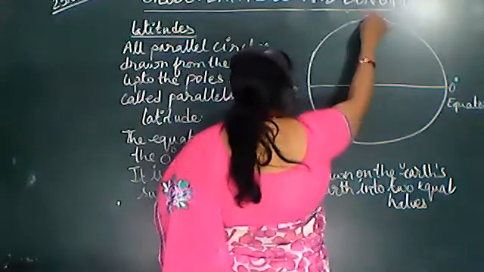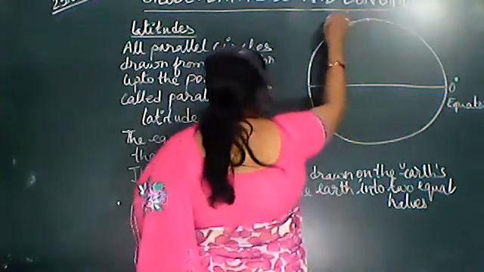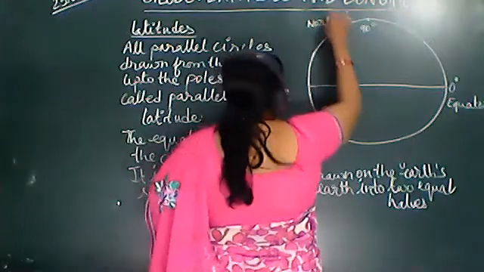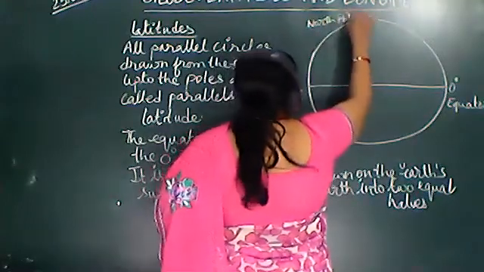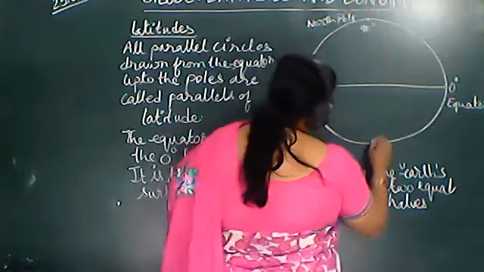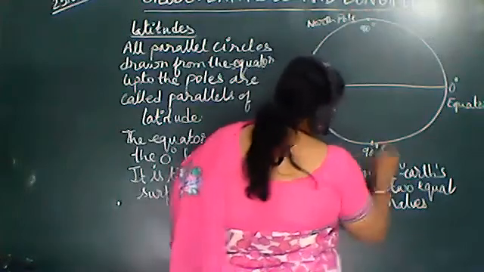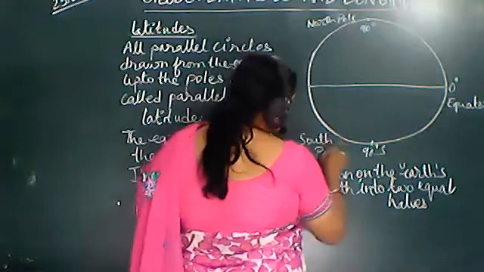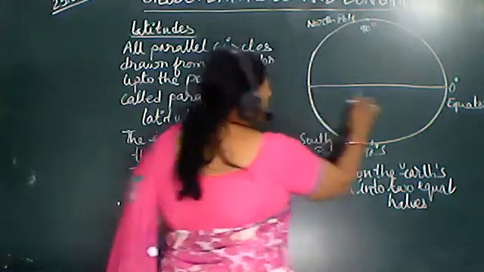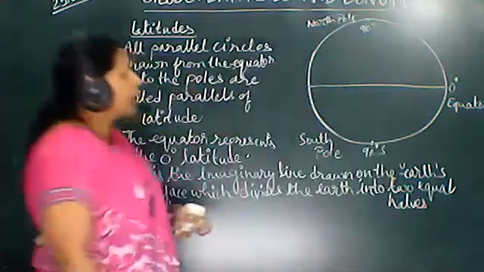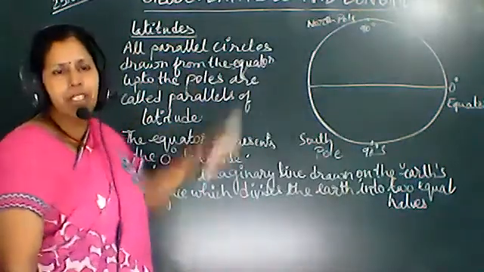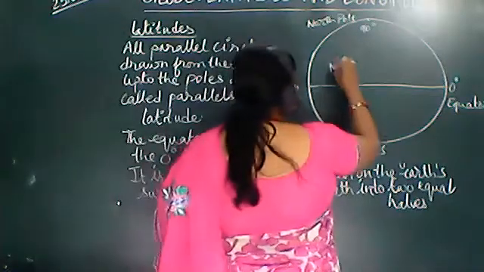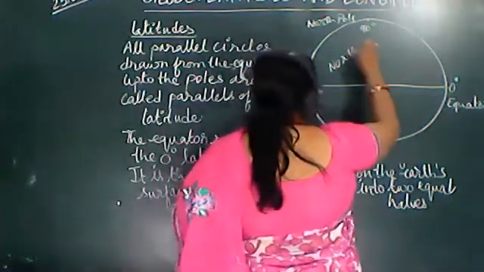Supposing this is the 0-degree equator, what do we see? We see that this is the North Pole, 90 degree. And this is 90 degree south, the South Pole. So this is the imaginary line. The equator is the imaginary line which is dividing the Earth into two equal halves. And these two equal halves are what? This is the northern hemisphere.